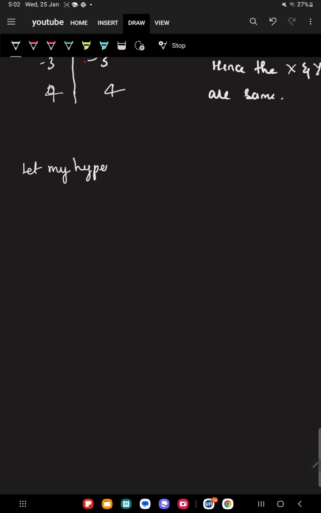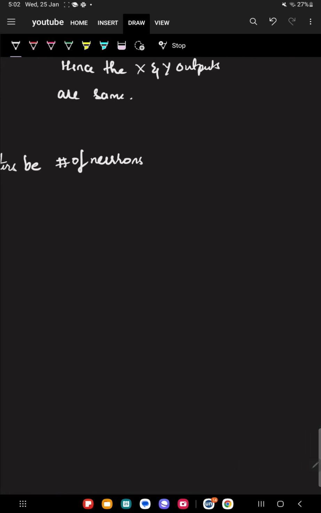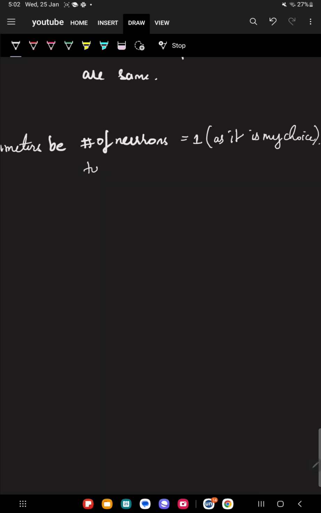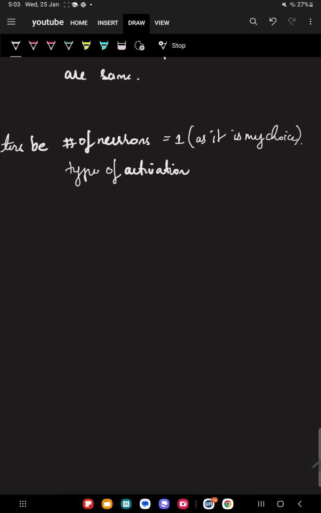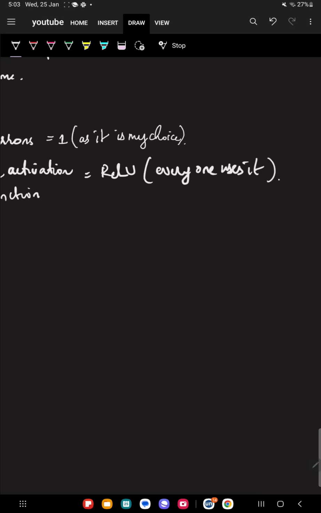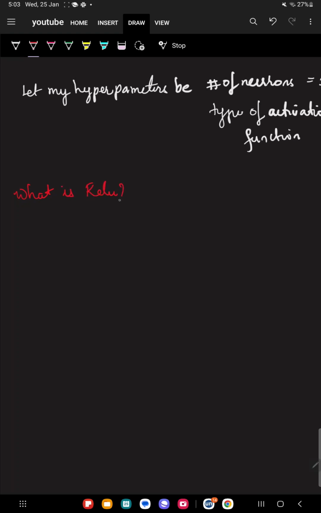Now, let us define hyperparameters. Let the number of neurons be 1. I'm keeping it 1 because it's my choice. Now, let the type of activation function which I'm using be ReLU. If you don't know what ReLU actually is, it's not a problem. Let's learn it now.